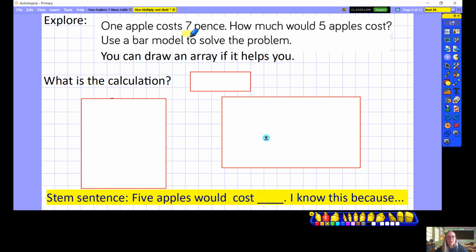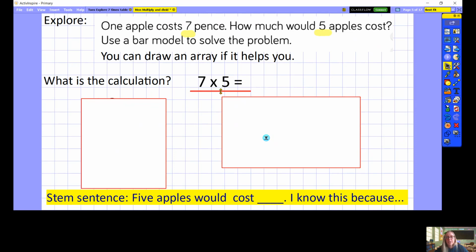So the key information is we've got 7 pence there, and we want to know, if 1 apple costs 7 pence, how much would 5 apples cost? So the calculation we're working out would be 7 times 5. So if you want to pause the video and have a go at answering that question by drawing an array or a bar model, and then you can use the stem sentence at the bottom here. 5 apples would cost, and I know this because.